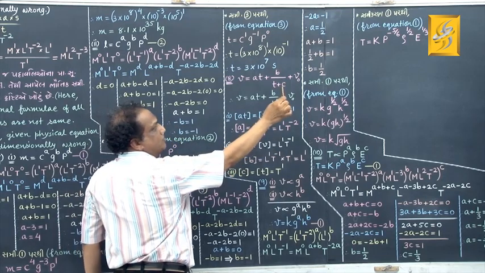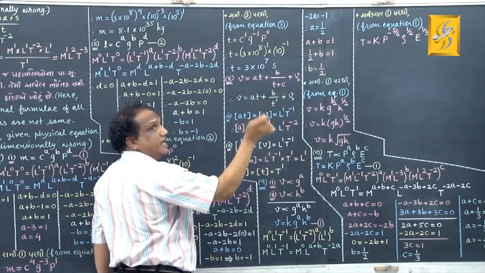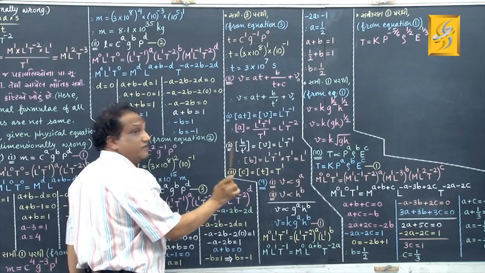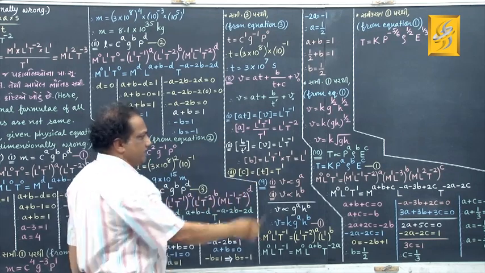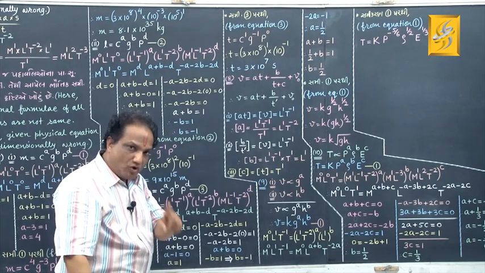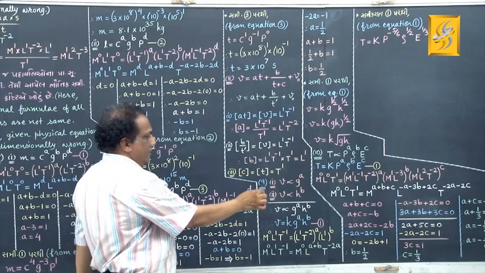Now, because you are adding C with T, and T is time, C also must be time. If C is time, its dimensional formula will be the same as that of time, correct? For time, what is it? T raised to 1. So we were supposed to find out the dimensional formula of small a, small b, small c. That is what we have done, okay? Read number 9 now.